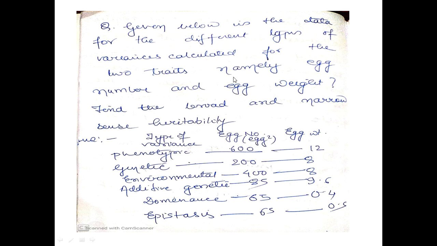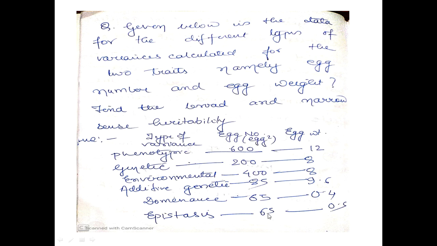I'll definitely take the answer to this question also in the next lecture if you are not able to do it. Now just remember, this is sigma square p, this is sigma square g, this is sigma square e. This is sigma square a, this is sigma square d, and this is sigma square I, for both egg number and egg weight respectively.